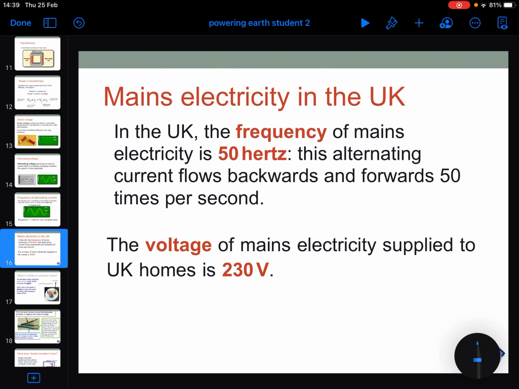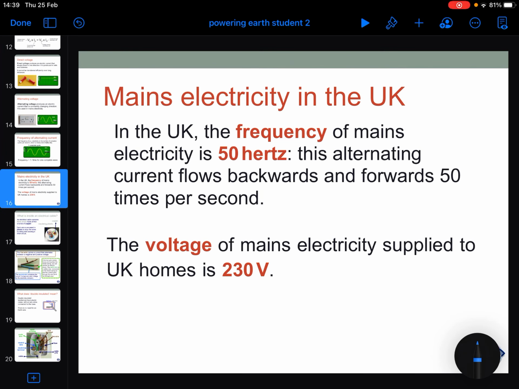You need to know the two numbers connected to UK mains electricity. The frequency is 50 hertz, so it alternates backwards and forwards 50 times per second. And the voltage is 230 volts. Remember which way round they are, because I have seen a multiple choice question where they said 50 volts and 230 hertz. And if you just remember the numbers but not which way round they were, you probably go for that answer. They are sneaky sometimes.